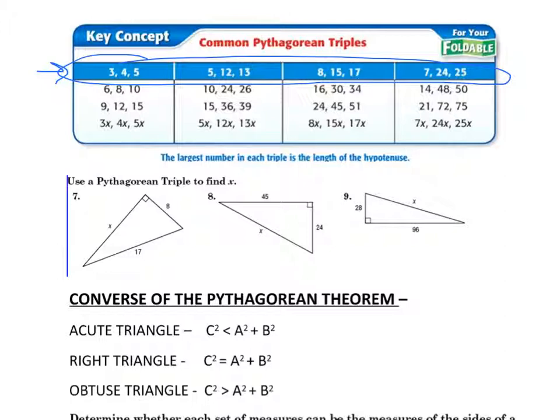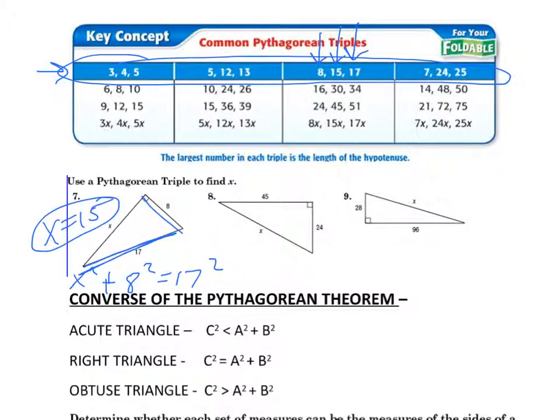For instance, look at number 7. Number 7, if we had to solve for x, typically we would say x squared plus 8 squared is going to be equal to 17 squared, and then we solve for x. However, now that we know that it's a perfect triple, we can look to see if it is. Look at 17. 17 is the longest segment, which is the hypotenuse, and we have a leg of 8, and since that's the case, 15 has to be the value for x. Okay? That makes it easy. We didn't have to use the Pythagorean theorem. And if you memorize those triples, it makes it pretty easy.